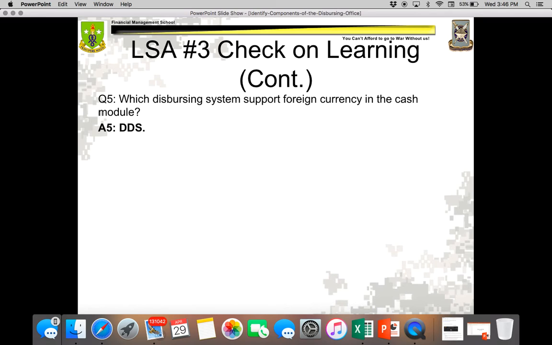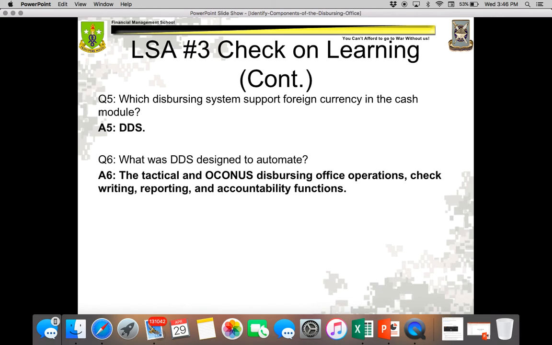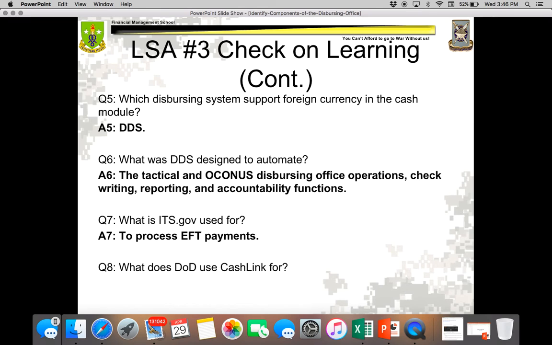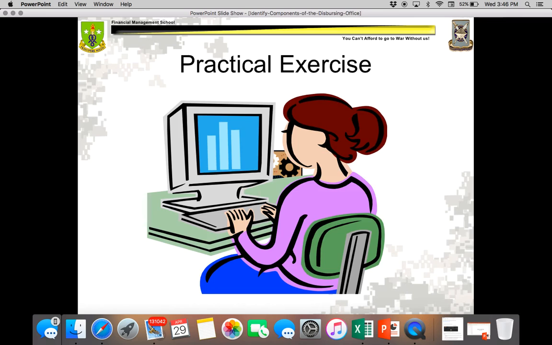Our disbursing system is DDS, and it was designed to automate disbursing office operations. Again, all of that stuff that you're used to hand jamming and calculating in the training entry classes are all done automatically on DDS. ITS.gov is used to process EFT payments, and CashLink is used to verify bank deposits.